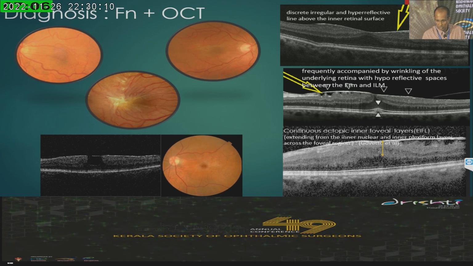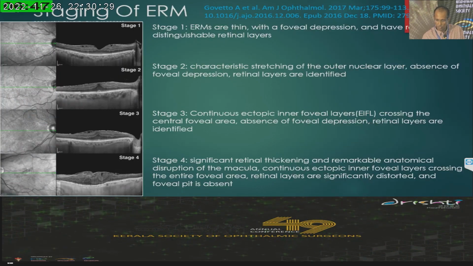Now in the OCT, I'm not going through all these things. One thing that I wanted to stress, this is one thing that we'll be looking for, is the presence of any continuous ectopic inner foveal layer, or EIFL. This is a band which is extending from the inner nuclear layer and inner plexiform layer across the fovea. Now, when those layers are present, it results in a poorer prognosis.